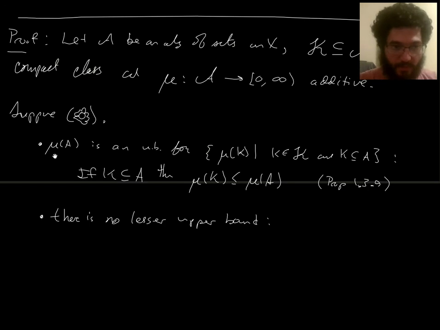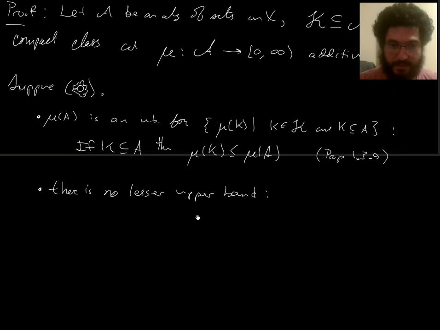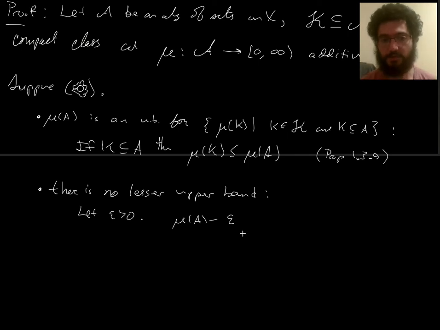Okay, so mu of A is definitely an upper bound, and then we have to show there's no lesser upper bound, so that mu of A is the least upper bound. So one way to do this is let epsilon be greater than 0. Then mu of A minus epsilon would be an arbitrary thing that's less than mu of A, right? And then the goal would be to show that this is not an upper bound. Anything less cannot be an upper bound. So we want to show that mu of A minus epsilon is exceeded by some element of this set.